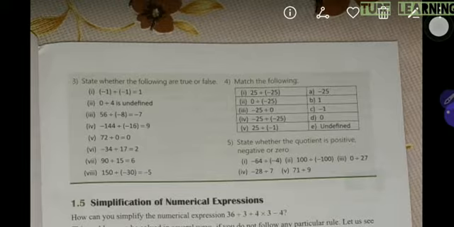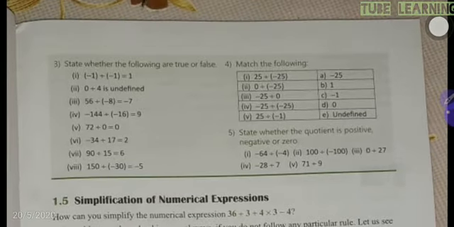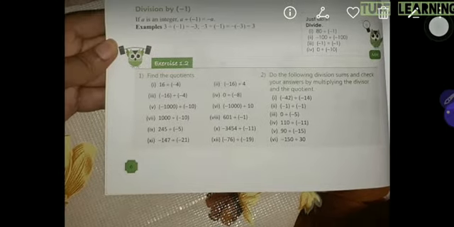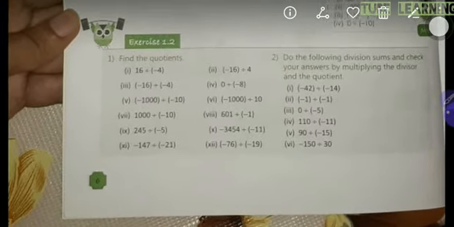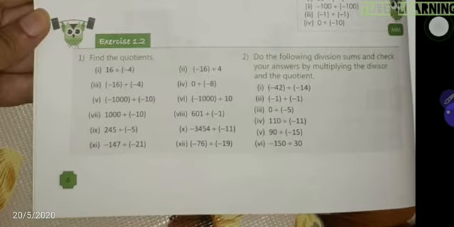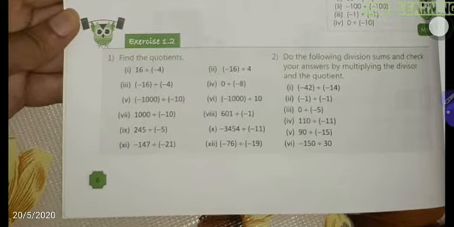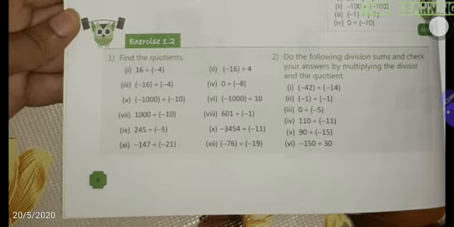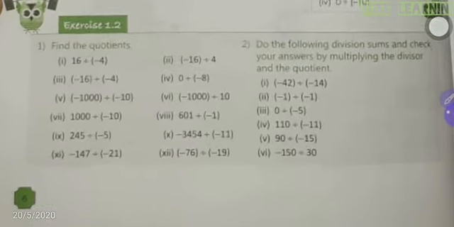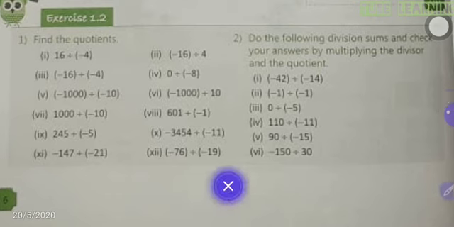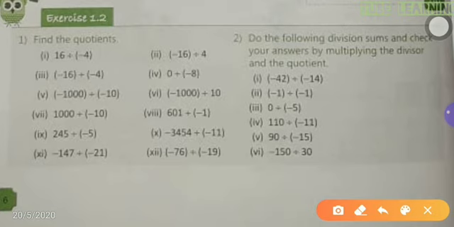Next, what is given in the second number here? Do the following division sums and check your answer by multiplying the divisor and the quotient. Okay, so we have to do the division, and we have to check the answers by multiplying the quotient and the divisor.